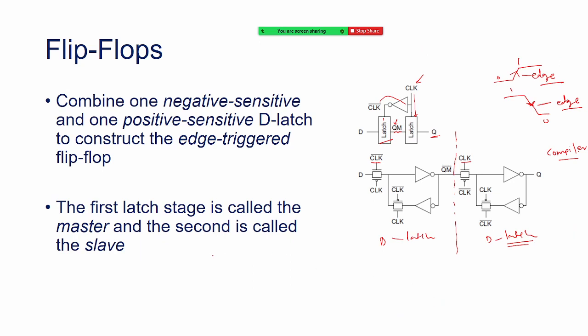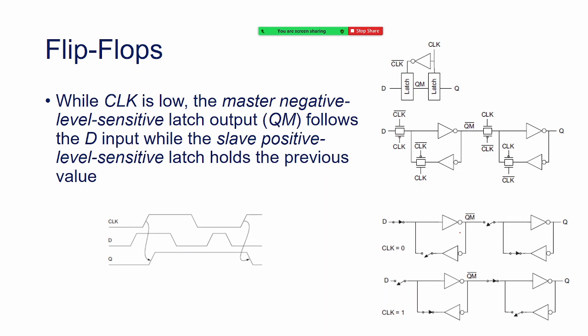Okay, so the first latch is called the master and the second is called the slave, because the slave will follow the orders, or take the orders, from the master. We'll see in a moment how this circuit works. So again, this is the logic diagram. Let's first understand when the clock is low. Clock is low means right over here we fall from logic 1 to logic 0.